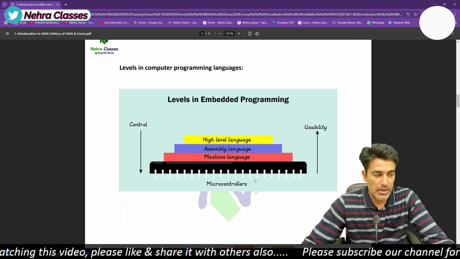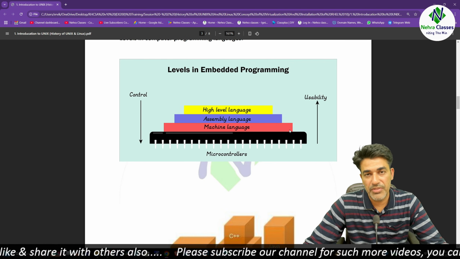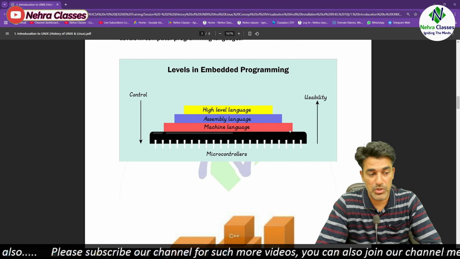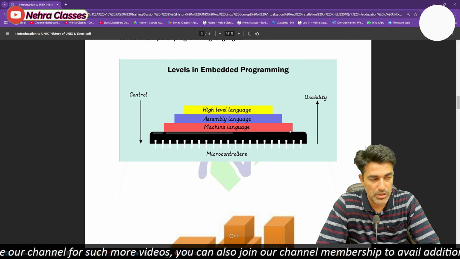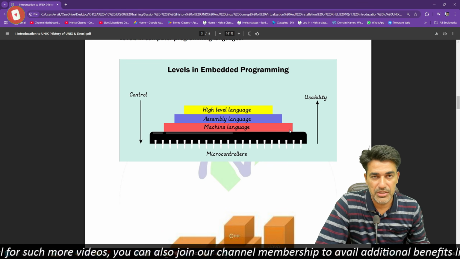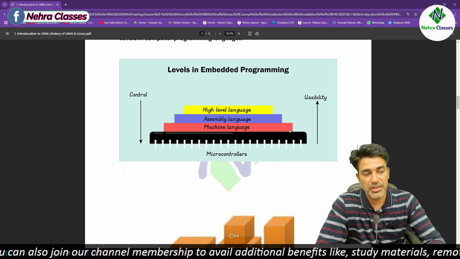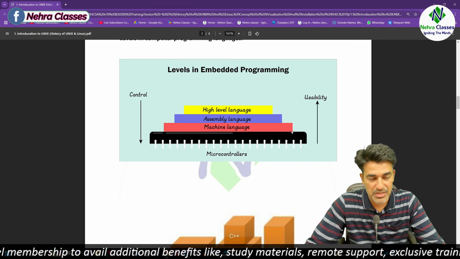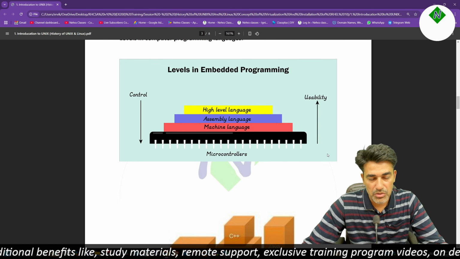So for us, high level language is very comfortable because it is not only portable, but it is very easily understandable to us. But for the machines, it is not very efficient in terms of control. So machine requires machine level language. That's why we use assemblers, interpreters, which convert the high level language into machine level language.